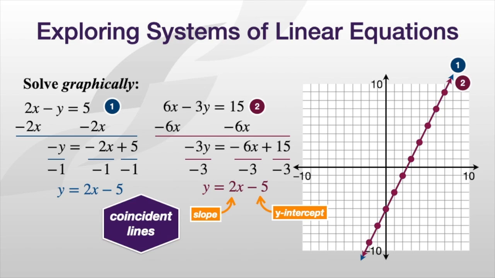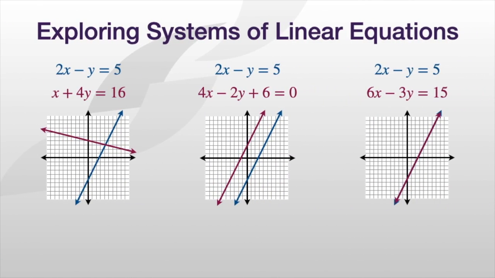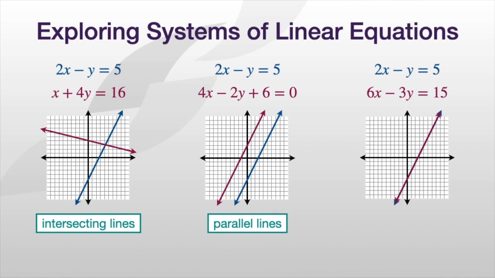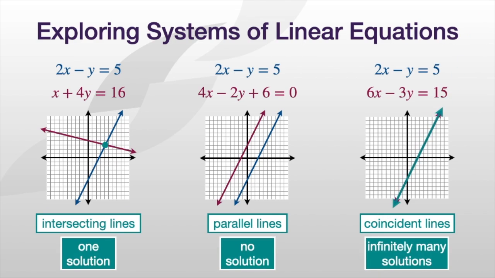What does this mean with respect to the solution to the system? Well, every ordered pair that satisfies equation 1 must also satisfy equation 2. An infinite number of intersection points means an infinite number of solutions. Let's review what we have found. A pair of lines can be intersecting, parallel, or coincident. Thus, a system of linear equations can have one solution, no solution, or infinitely many solutions.